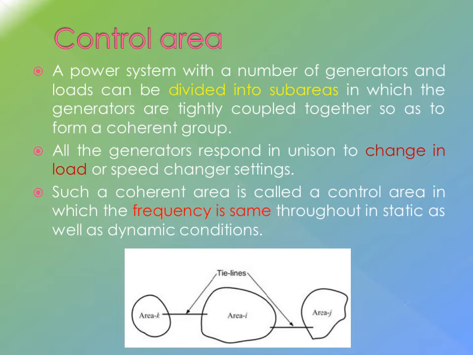For a control strategy, a control area can be reduced to a single area with a single generator, a speed governor, and a load system. And this will be a large power system. The power system is divided into sub-areas, two sub-areas. There will be a number of sub-areas, and all the sub-areas will be connected via the tie line. So the interchange of power will take place via the tie line.